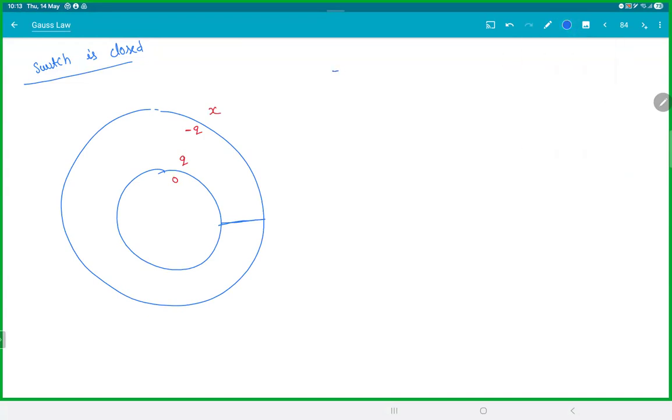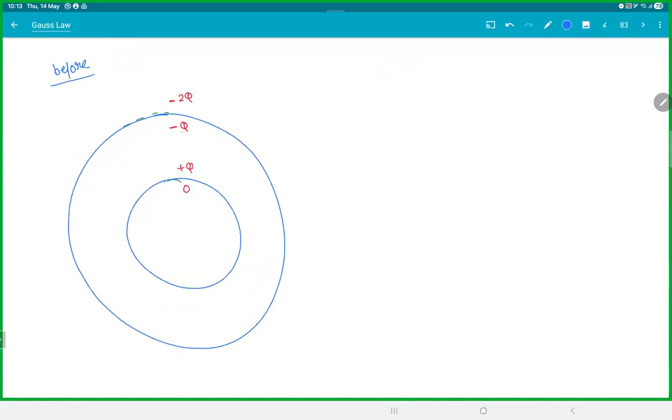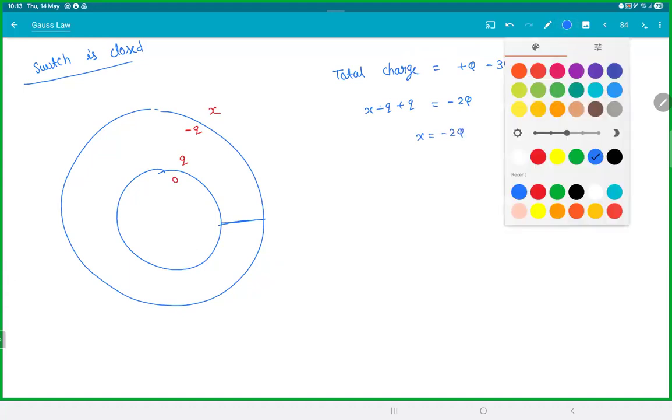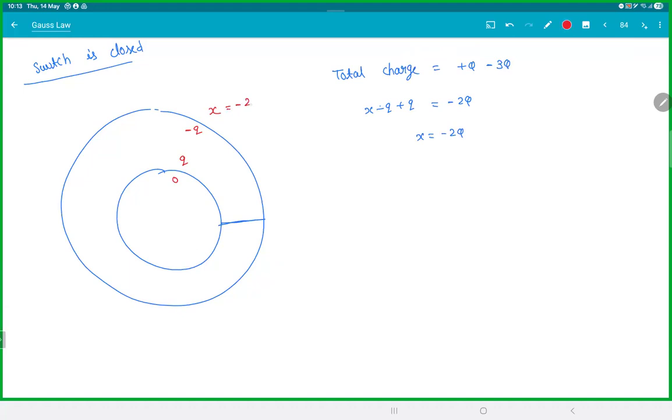Now the total charge must be conserved because you connected them with a wire. Total charge is still constant. How much is the total charge? Plus q minus 3q. But this should also be equal to x minus q plus q, which is minus 2q. Therefore, x is equal to minus 2q. So I proved what the charge on the outside is. I didn't take some random number. Perfect. Any doubts on this?